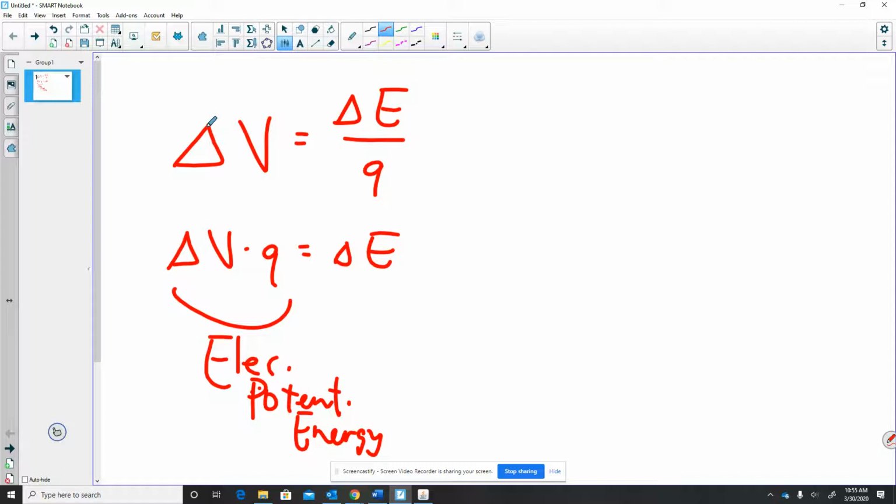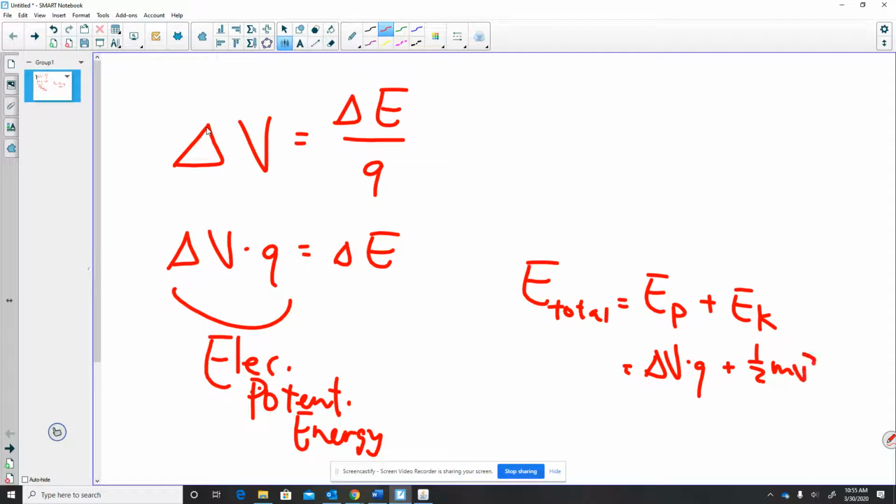So in some resources, in some of the books or workbooks that you might be looking at or online, you actually might see delta V times Q substituted in for your potential energy. So for example, if you were doing a total energy formula and you're finding the potential energy plus the kinetic energy, which we sometimes call mechanical energy in Physics 20, you can see that this sometimes is written as delta V times Q, and this is 1/2 mv squared. So that's a really important thing to understand with this formula, is that delta V times Q is the electric potential energy, not V itself, but V times Q.